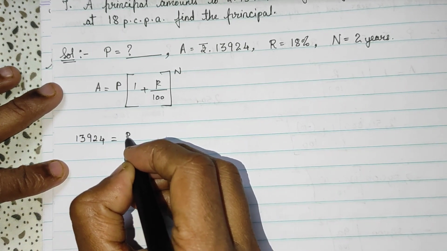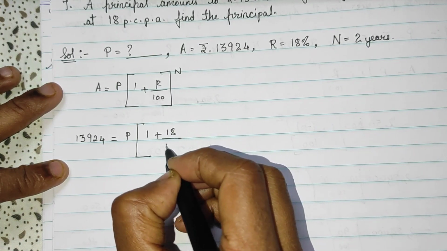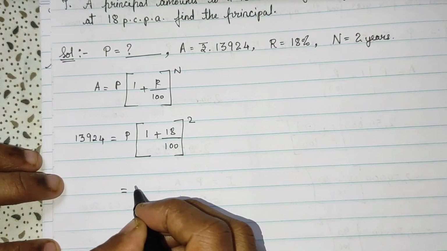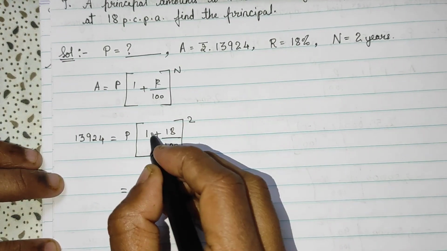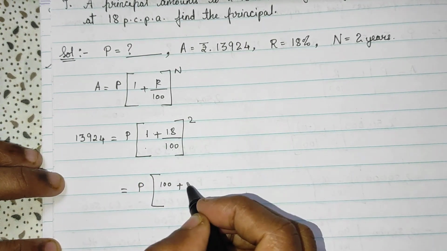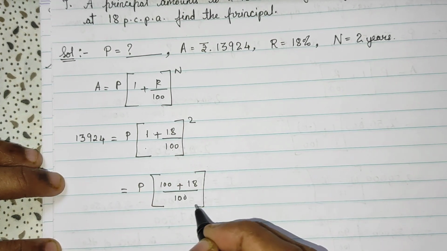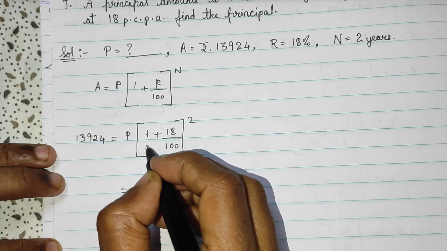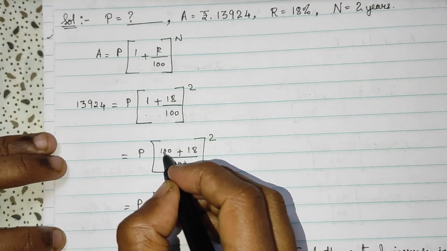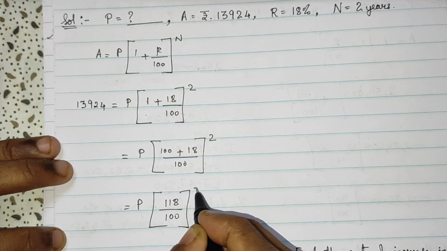Then rate of interest is 18 upon 100 raised to 2. So principal equals, when we rationalize this, 1 into 100, 100 plus 1 into 18, 18 upon 1 into 100, 100. This is said to be rationalization. Here there is nothing, means we have 1. So further, principal is equal to 100 plus 18, 118 upon 100 raised to 2.